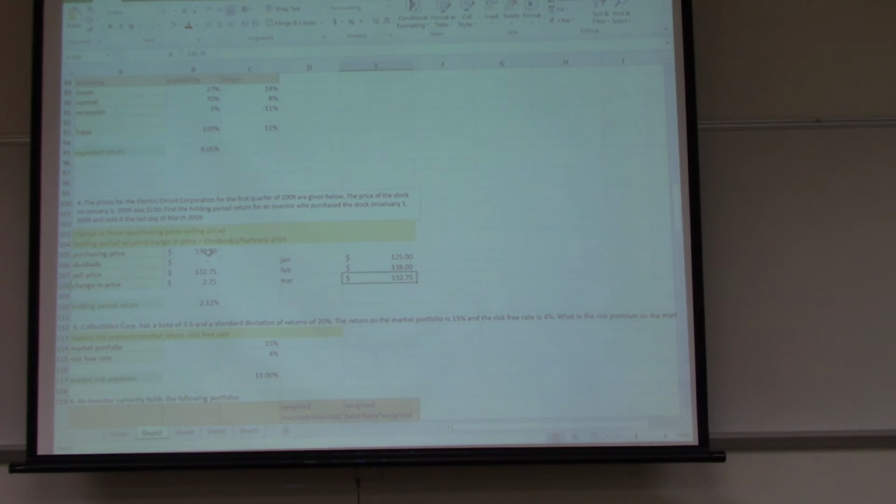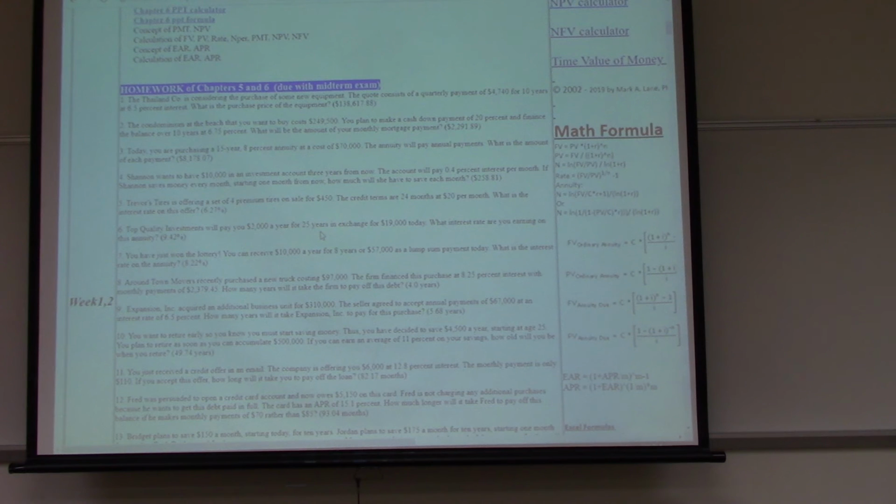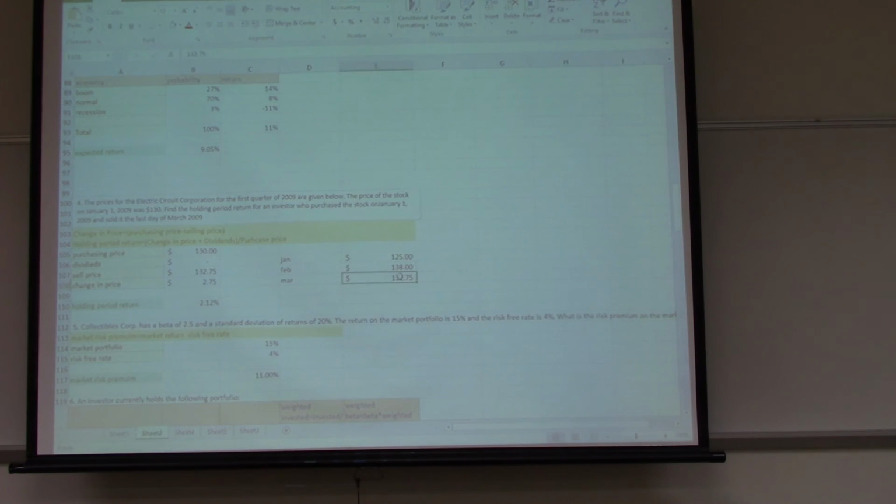But there's dividend paid, right? I didn't see any. Let me look again. Dividend is 0. So yeah, there's no dividend. So you just use 132.75 divided by 130 and subtract 1. We'll get the difference first and divide it by 130. I wasn't sure if there was a dividend or not.